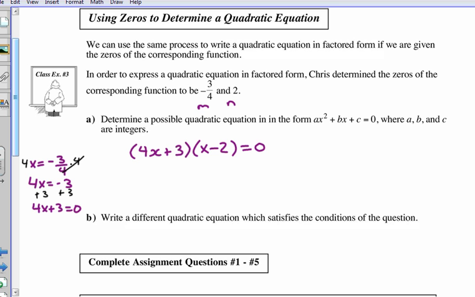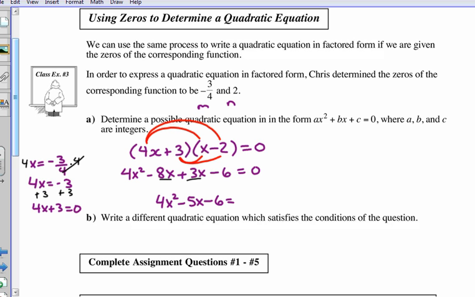And it wants it in general form, so how do we expand it? We FOIL. So again, first, 4x times x, 4x squared. Outsides, 4x times negative 2, negative 8x. 3 times x, plus 3x. And positive 3 times negative 2 is negative 6. Okay, and now we just collect like terms, which again are in our middle. So we have 4x squared minus 5x minus 6 equals 0.